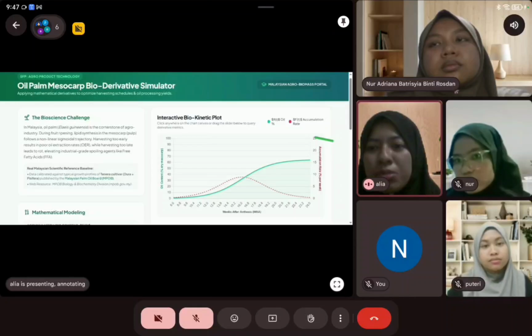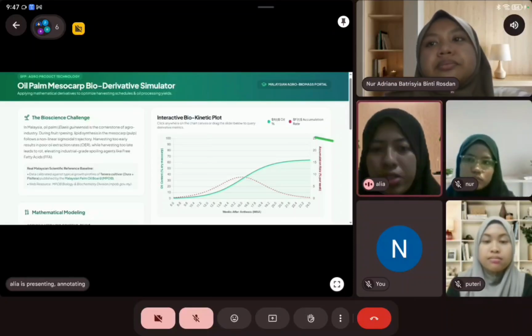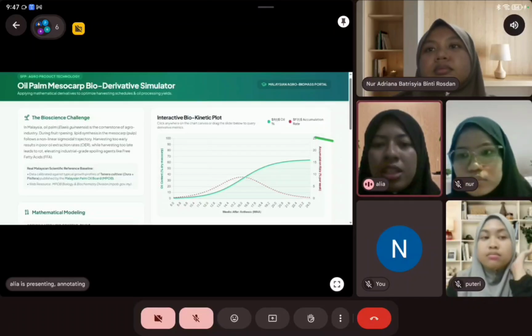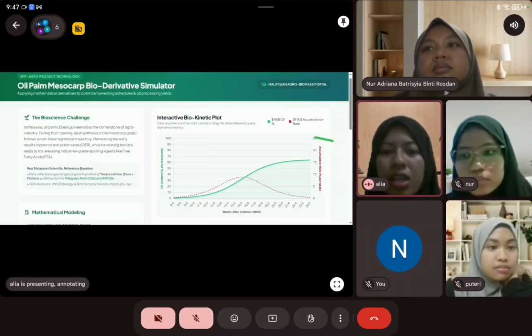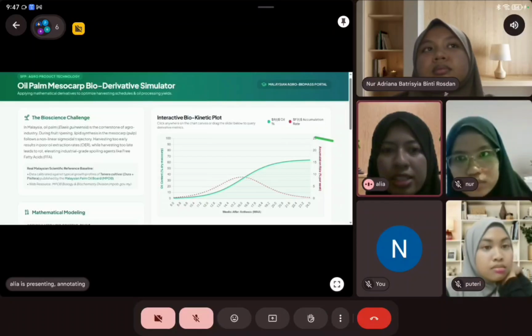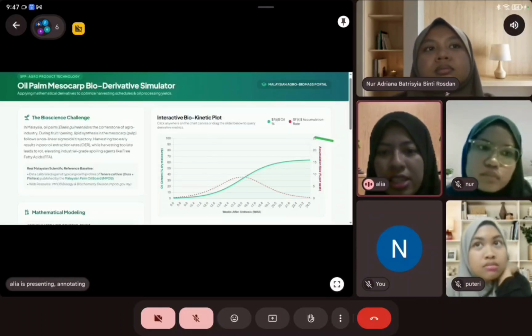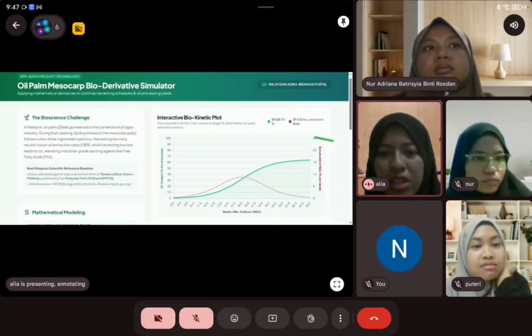Today I want to present our project, Oil Palm Bio-Derivative Simulator. Today I demonstrate how we apply calculus to solve a real issue in the Malaysian agro industry. This project focuses on oil palm fruit ripening.